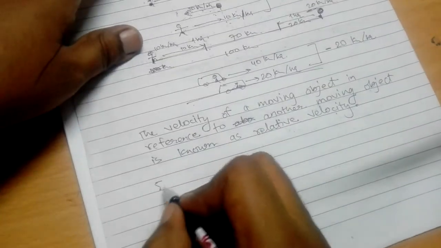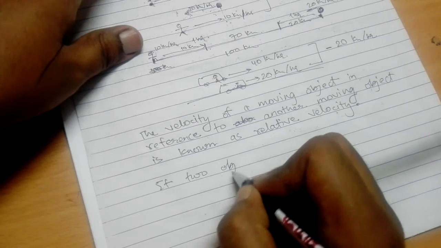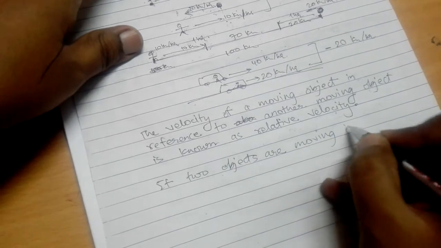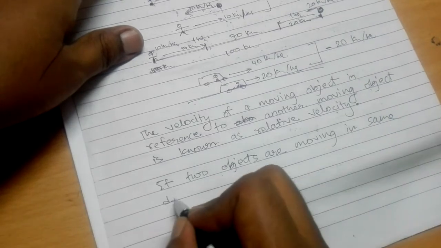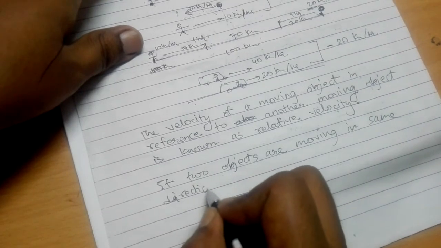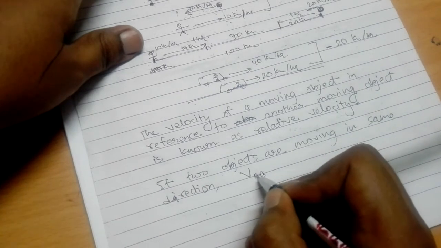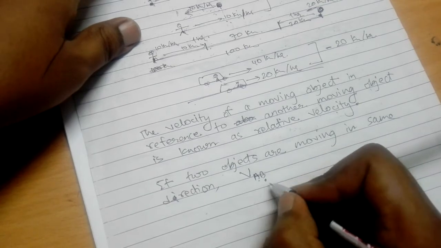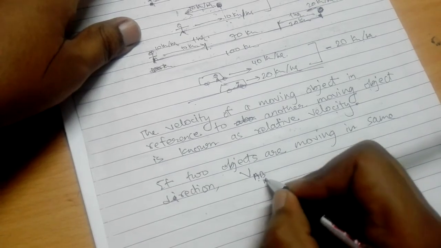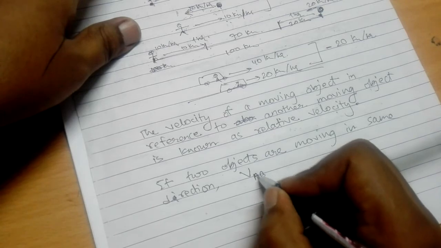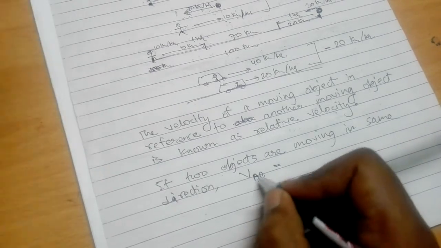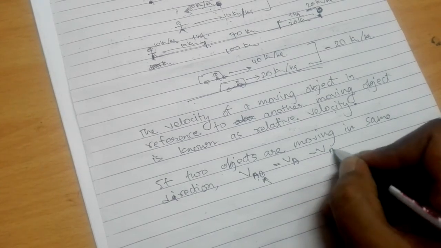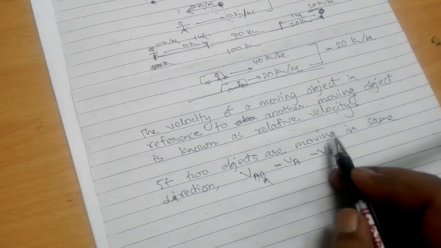Okay, now if two objects are moving in the same direction, then the velocity of AB, that means the velocity of object A in relation to B. You are in car B and you are observing the velocity of A. In that case, the relative velocity of A would be VA minus VB, because you are moving in the same direction.